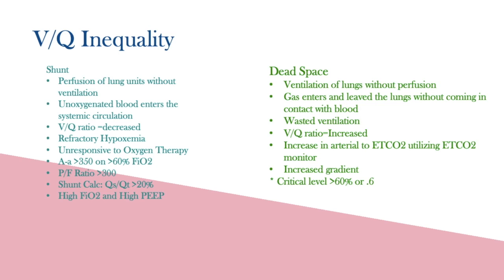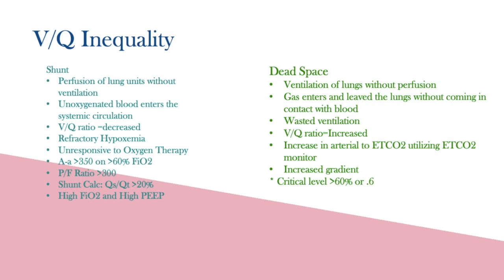A shunt is the volume of blood that is perfused through the lung without taking part in gas exchange. It is the perfusion of the lung without ventilation, where unoxygenated blood enters the systemic circulation and the VQ ratio is decreased. Indications of a shunt are refractory hypoxemia, where the patient is unresponsive to oxygen therapy and is requiring high FiO2 and high PEEP. Their A-a gradient is greater than 350 on greater than 60% FiO2, their PF ratio is less than 300, and their shunt calculation is greater than 20%.